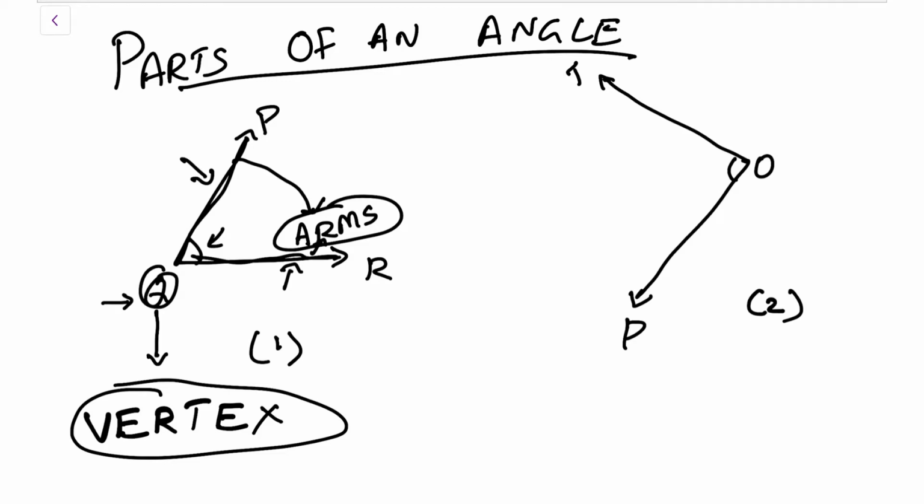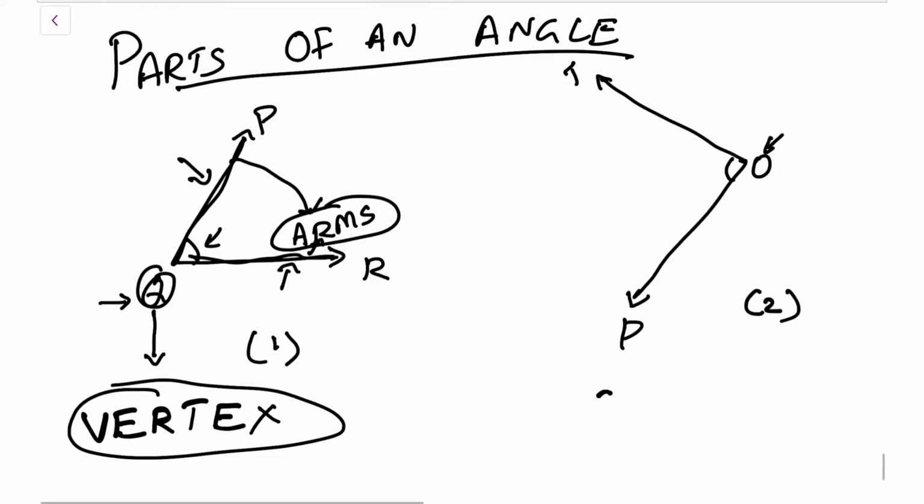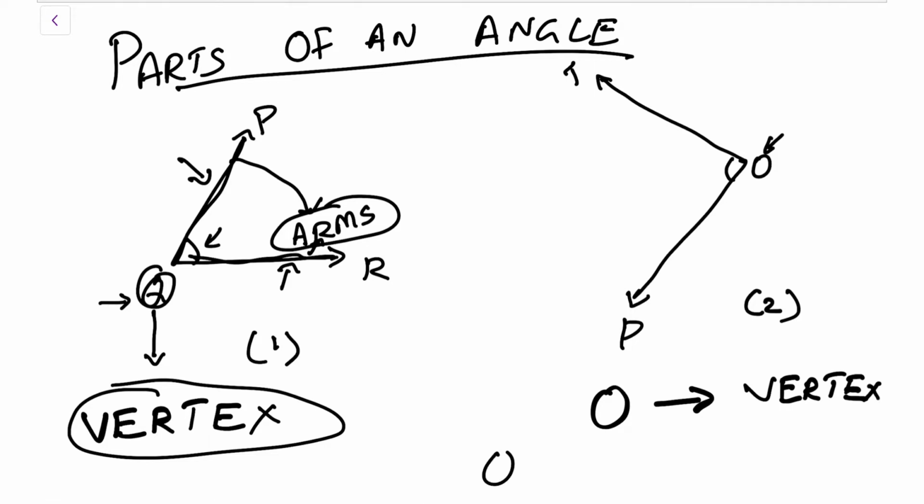Now what about figure 2? Can you guess what the vertex is there and what the arms are? That's right. The angle is formed at O. Here's the angle that is formed. So O is the vertex. Perfect. And what about the arms? That's right, OP and OT. They are the 2 arms of the angle. This one is one arm and this is another arm. So these are the parts of an angle: vertex and arms.